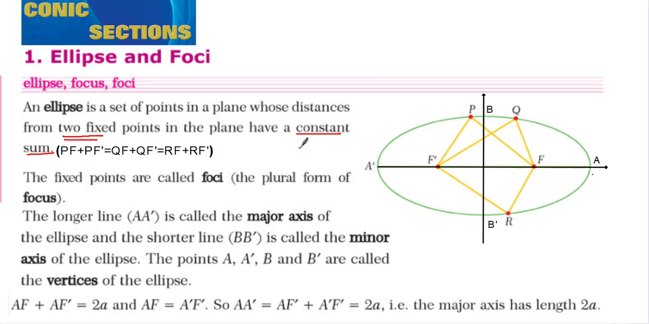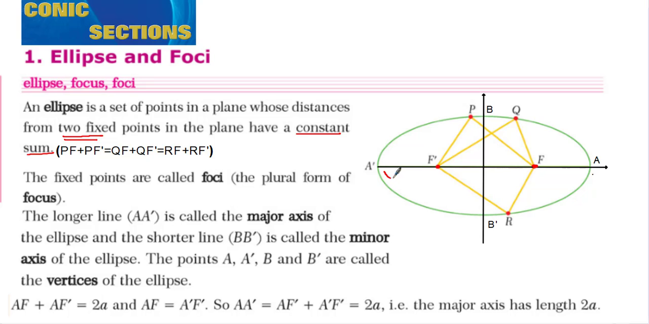So, when I choose the point, firstly, let me tell that these fixed points are called foci, which is the plural form of focus. So F is a focus, F prime is a focus. They are called foci. And these are the fixed points, and when you choose a point on the ellipse like P, PF prime plus PF should be equal to QF prime plus QF, and RF prime plus RF. They should be equal to each other.